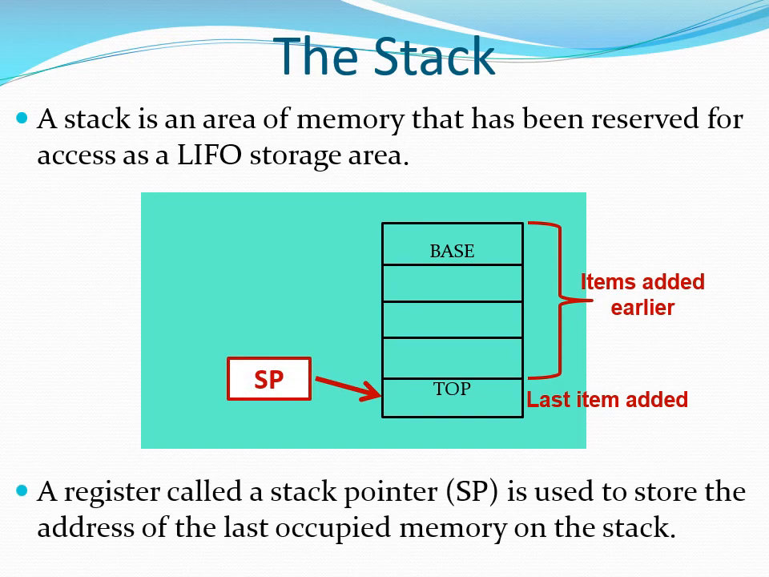Microprocessors have a register called a stack pointer. The purpose of the stack pointer is to store the address of the last valid item on the stack. In other words, it points to the top of the stack. When an item is added to the stack or removed from the stack, the stack pointer is adjusted accordingly so that it remains pointing to the top of the stack.